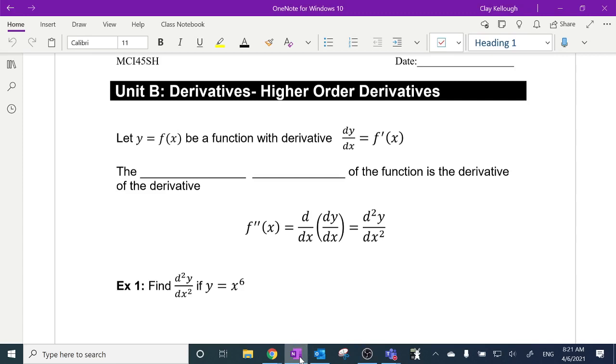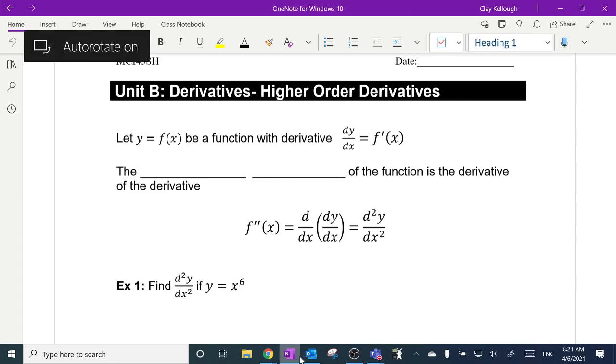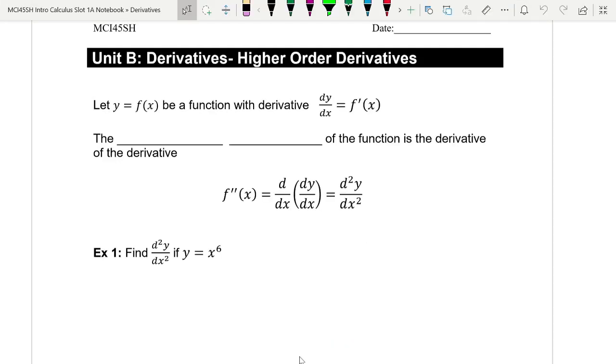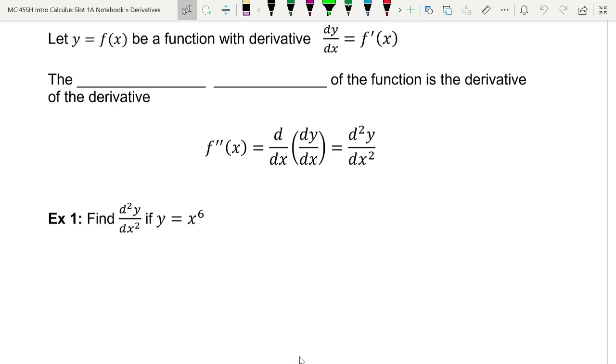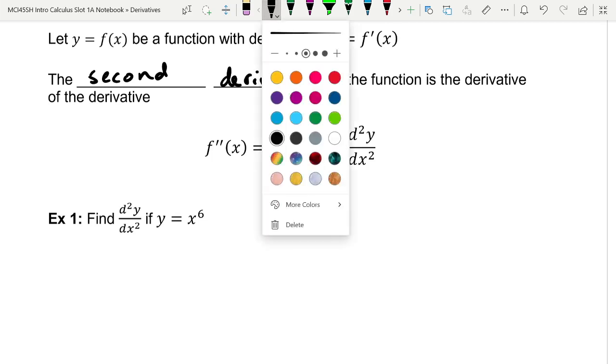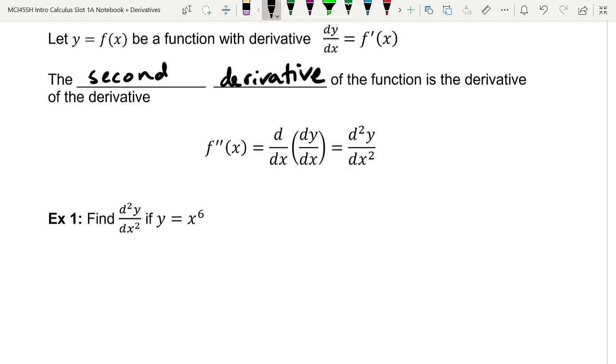Okay, so today's lesson is on higher order derivatives, which basically means you take derivatives of derivatives. If y equals f of x is some function with a derivative dy by dx equals f prime of x, the second derivative of the function is the derivative of the derivative.